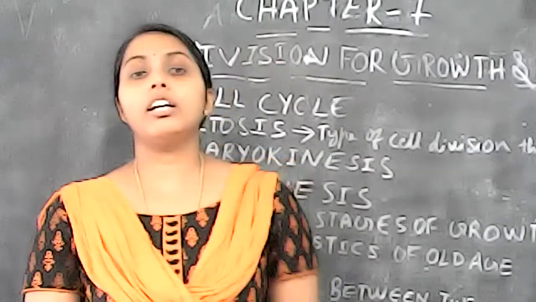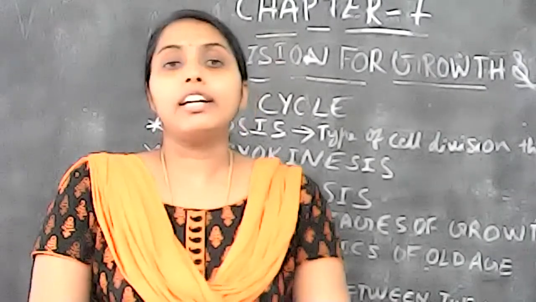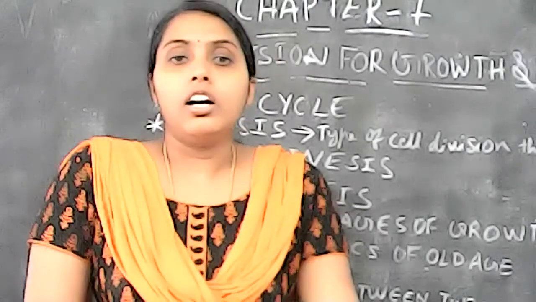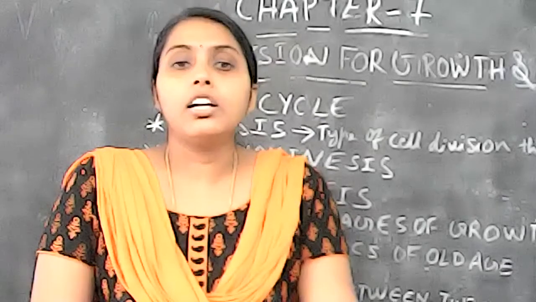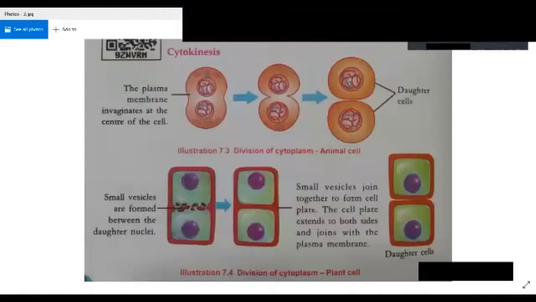The division of nucleus is similar in plants and animals, but the division of cytoplasm is different in plants and animals. So you can see the division of cytoplasm now. Here you can see the first one is the division of cytoplasm in an animal cell. During the cytokinesis, the plasma membrane invaginates at the center of the cell.